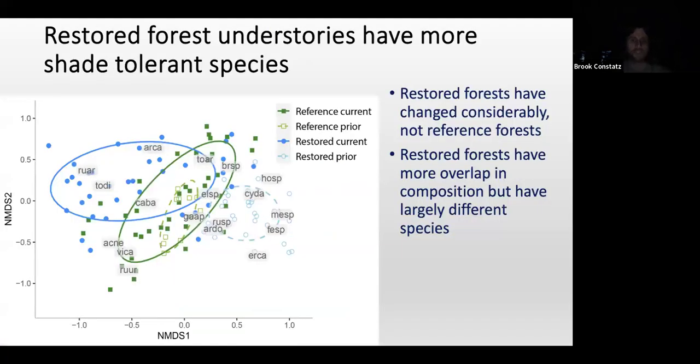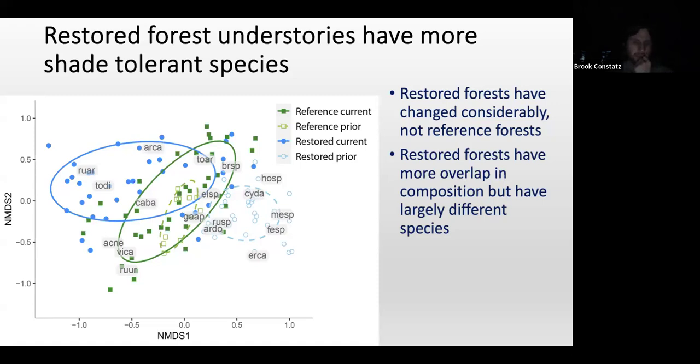And here's another ordination showing the change in understory composition between restored and reference forests. If you look at the restored forests and their ellipses, restored forests have changed a lot. They have a largely different species composition. They have more overlap with reference forests.